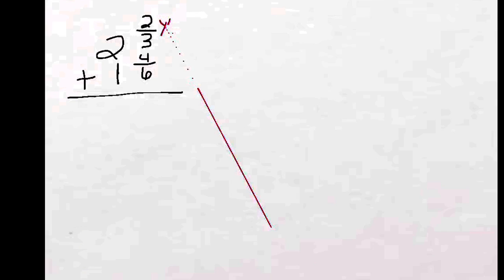Okay, here we're going to have to regroup again. We need to find a common denominator, and the least common multiple with these two is 6. So we have 2 2/3 plus 1 4/6. We need to multiply this top by 2.